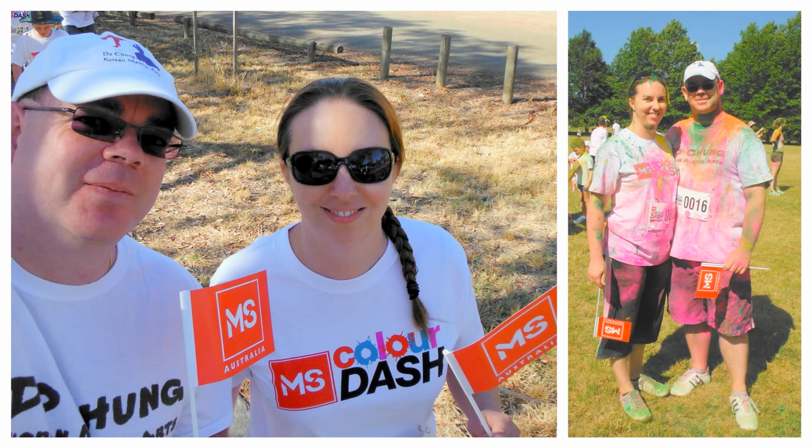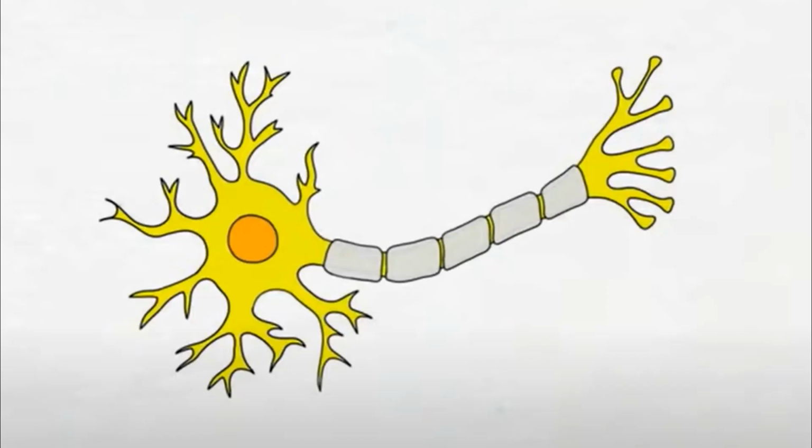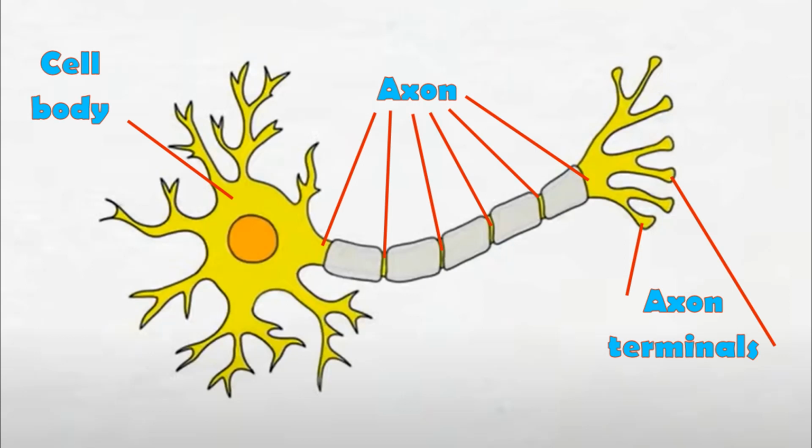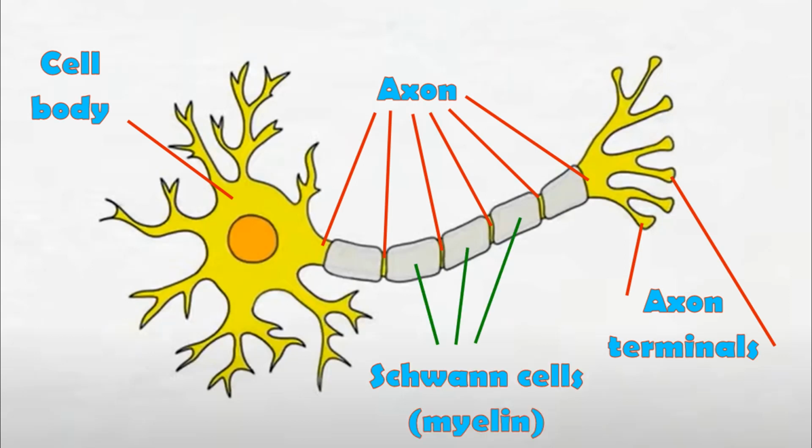Let's take a brief look at what's going on. Here's a typical diagram of a nerve cell. Cell body on the left, then the nerve fiber, called the axon, leads to the axon terminals on the right. It's the axon that electrical signals race down. Now, you'll note that the axon is actually surrounded by something. 5 somethings in this diagram. They're called Schwann cells and are made of a fatty substance called myelin. This myelin helps the electrical impulses race along the axon.